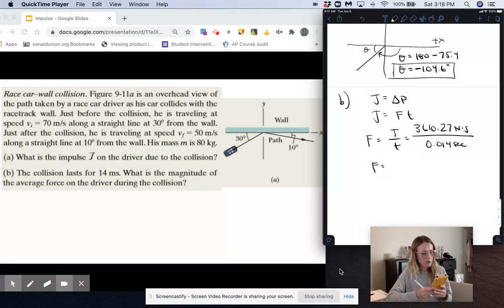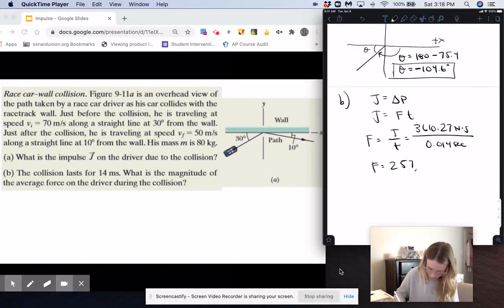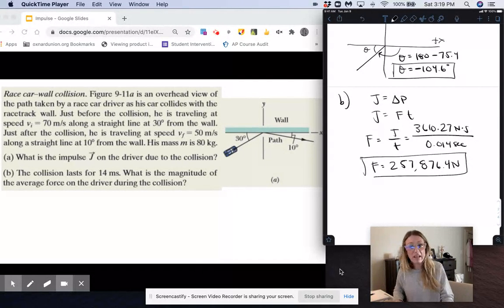really big, 257,876.4 newtons. All right, so we have a very, very big force causing this change in momentum. And of course, the direction of this force is going to be in the same direction as the impulse that we found in part A.